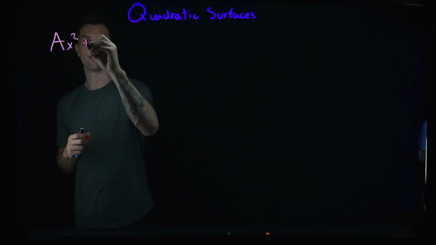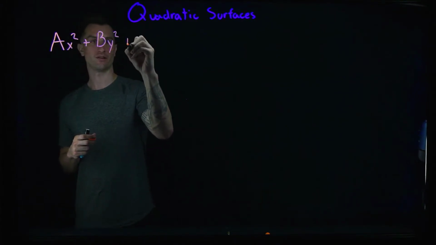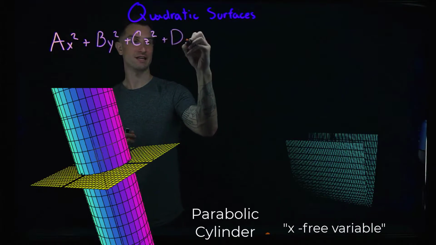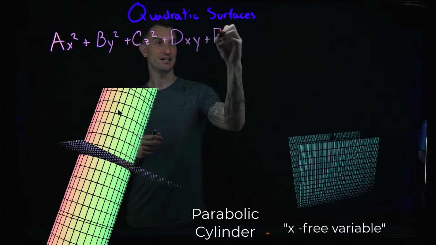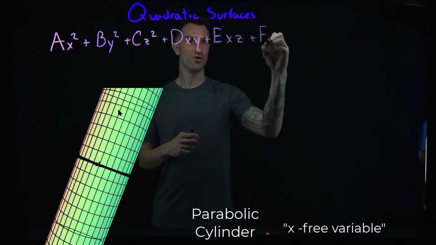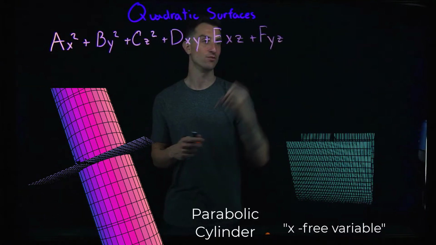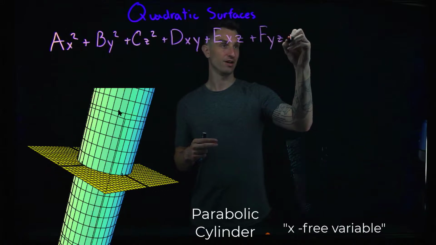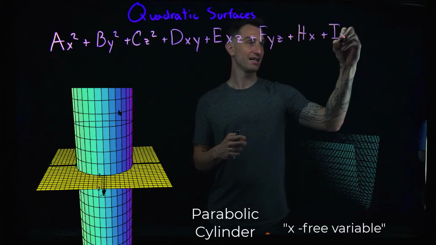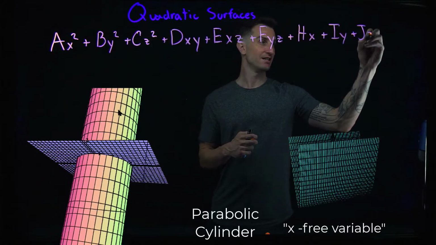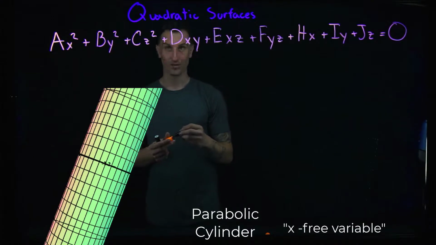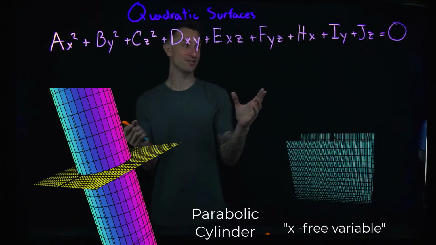Ax squared plus by squared plus cz squared plus dxy plus let's just do xz plus fyz, maybe you can see where this is going, plus hx plus iy plus jz is equal to 0. Right, so this is our long quadratic surface equation.